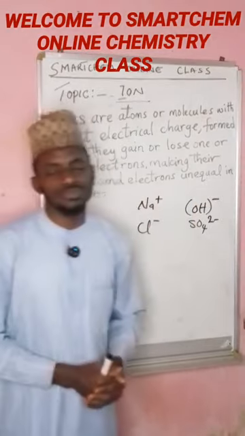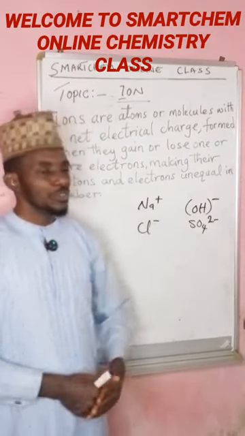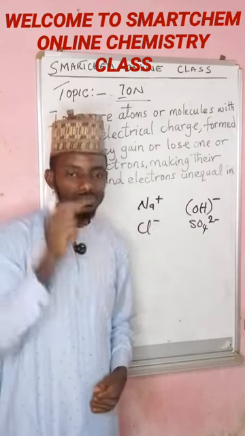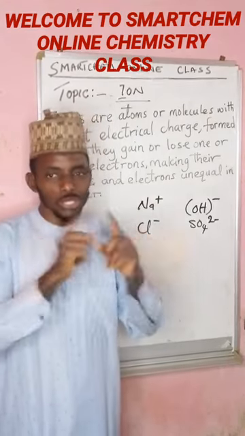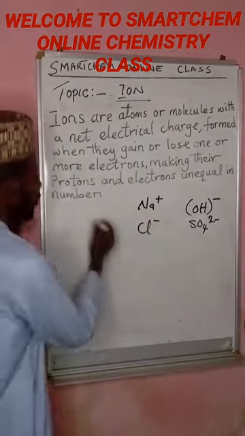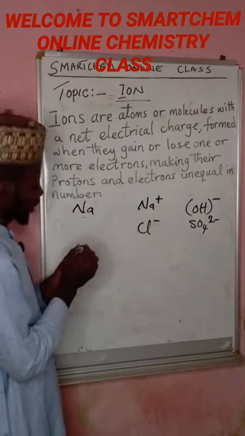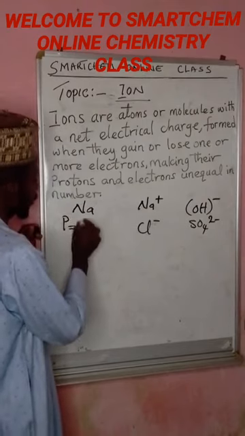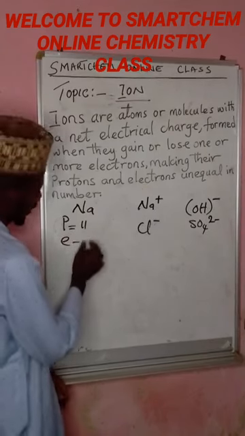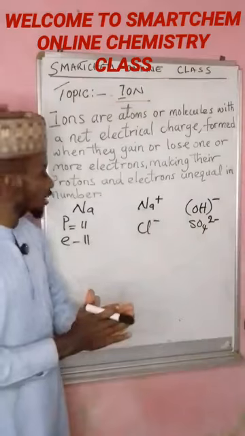Yes, when an atom or molecule gains or loses an electron, this gaining or losing of an electron makes the proton number of that atom not equal to its electron number. For example, in a neutral sodium atom, the number of protons, let's say P, is equal to 11, and the number of electrons, let's say E, is also equal to 11. The number of electrons and protons for a neutral atom must be the same.